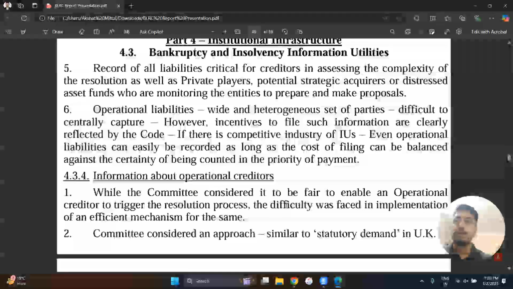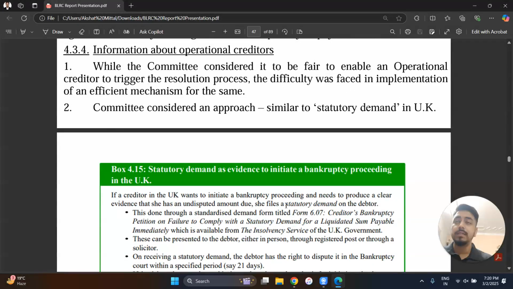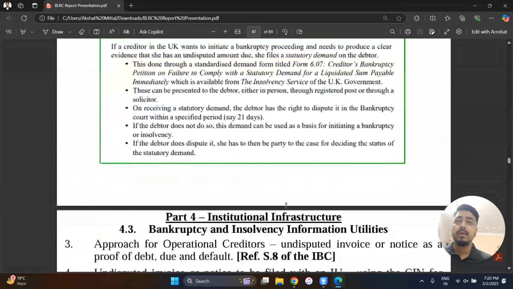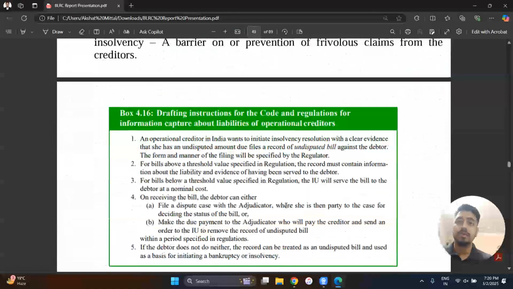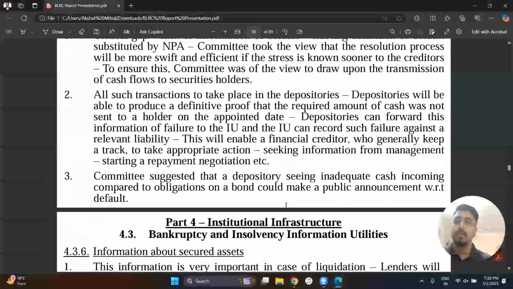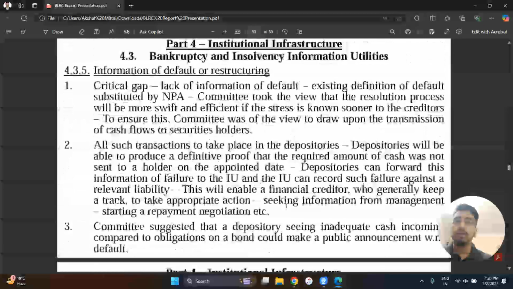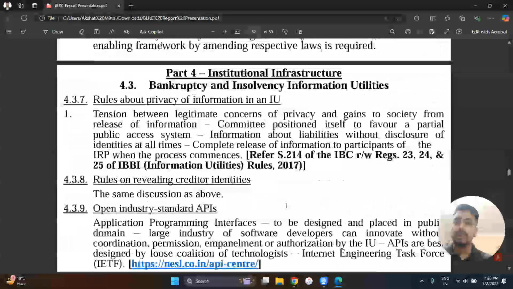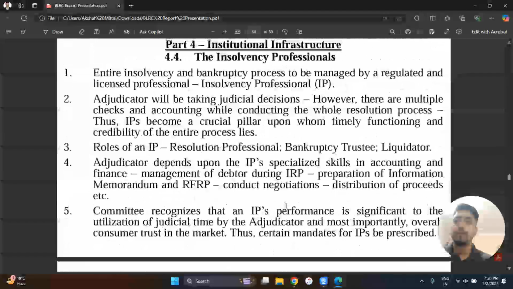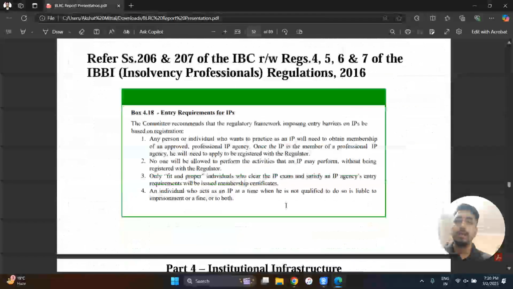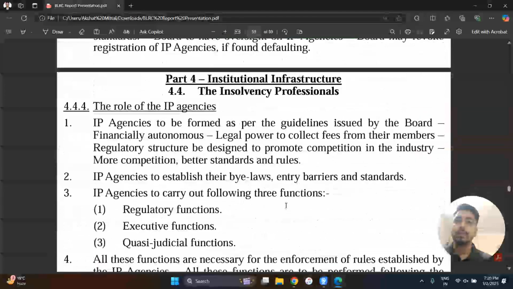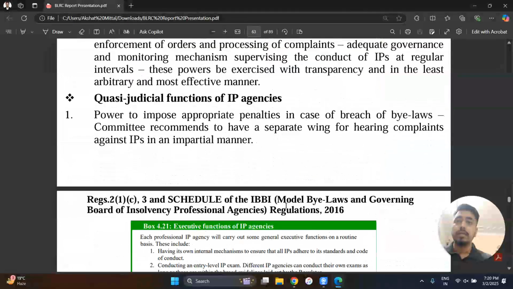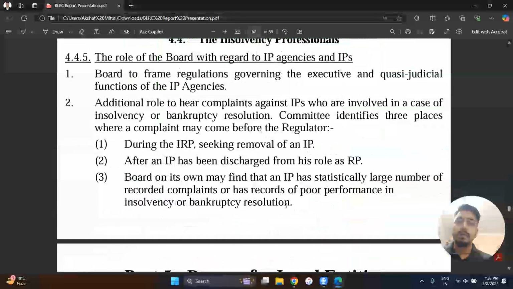Now, moving forward, this is about the information utilities. Then we first discuss the triggering of the insolvency resolution process, and then we'll have a discussion on the role of the information utility in the case of operational creditors. So we move forward to the triggering of the IRP and how this committee has proposed that the insolvency resolution process be taken up.